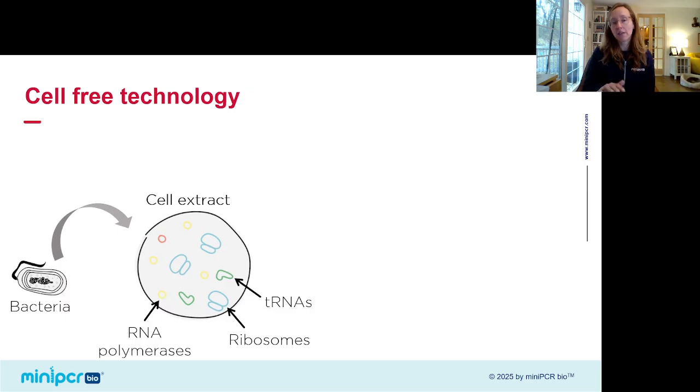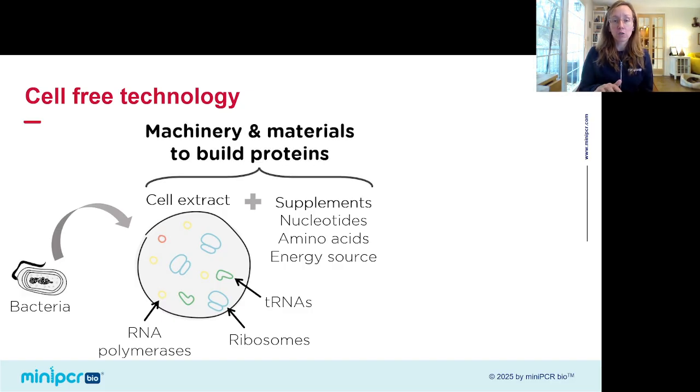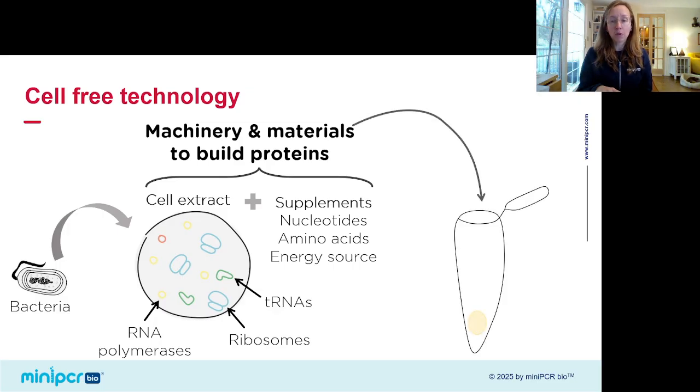It contains things like RNA polymerase, ribosomes, tRNAs. We add to that cell extract supplements, building blocks like nucleotides and amino acids, an energy source like ATP, and together, those components make up the machinery and materials that cells use to build proteins. You can take this, put it in a tube, freeze dry it into a pellet. And if you've done that, then you've produced what we call a BioBits pellet. So BioBits is the type of cell-free technology that we're going to be using in this lab today.